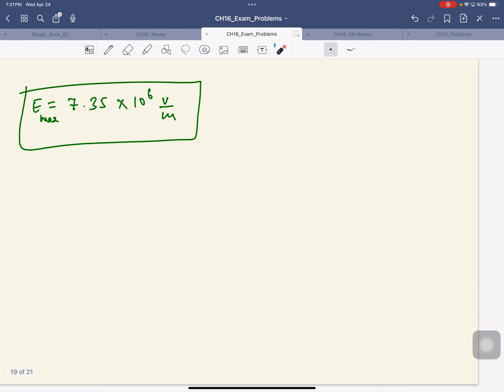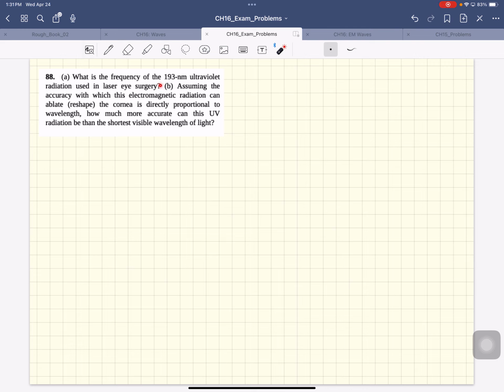Okay, so one last problem. What is the frequency of a 193 nanometer UV radiation used in laser eye surgery? Okay, you'll sort of see why we use this. So C is frequency times lambda, and lambda is C over F. Oh no, we're finding the frequency.